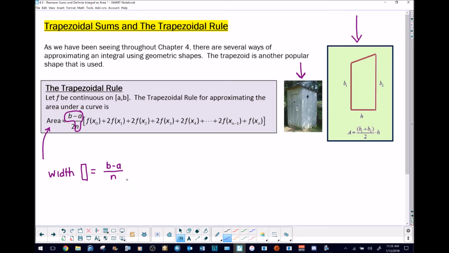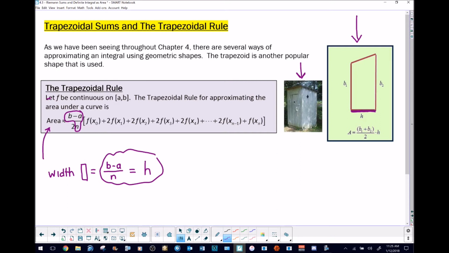The only thing that's different now with the trapezoid is that this is going to take the place of our h. Instead of the width of a rectangle, we would have a height of a trapezoid along the x-axis.